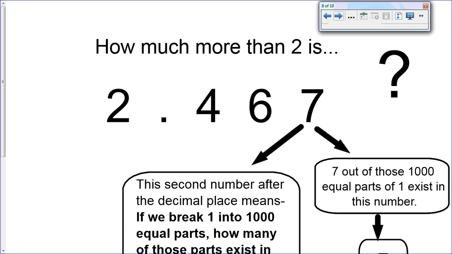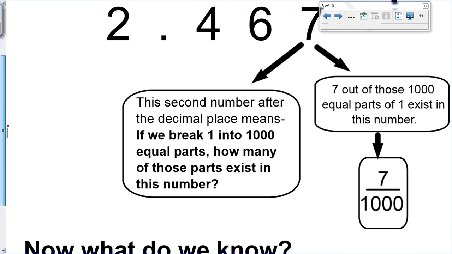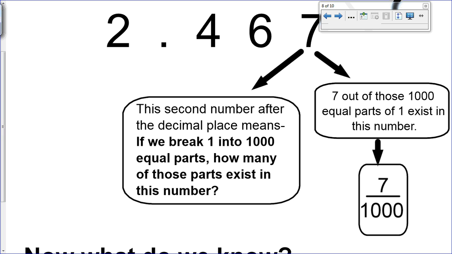So I think we are probably starting to see a pattern here. Now this 7 is 7 out of 1,000. So we took our theoretical candy bar and broke it into 1,000 little bitty pieces, and we have 7 of those little pieces. It's just going to be dust, essentially, little pieces of candy bar dust.